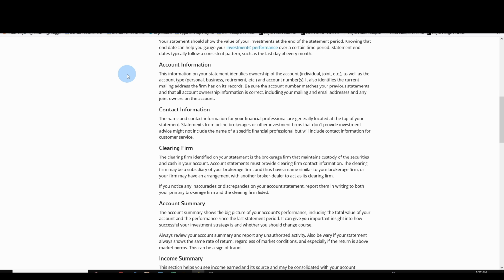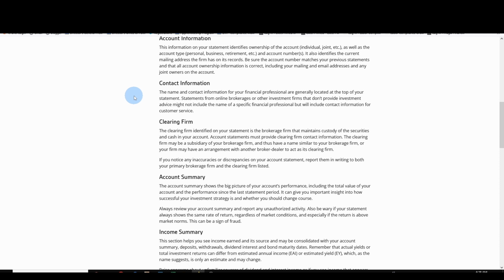Account information. The information on your statement identifies ownership of the account as well as the account type and account number. It also identifies the current mailing address the firm has on its records. Be sure the account numbers match your previous statement and that all account ownership information is correct, including your mailing and email addresses and any joint owners on the account.